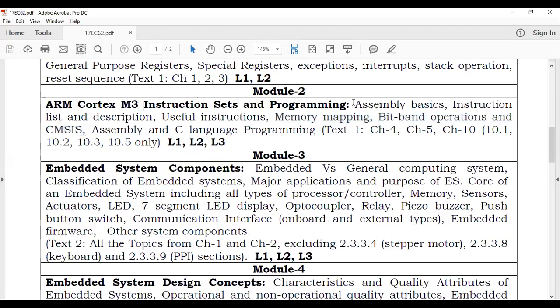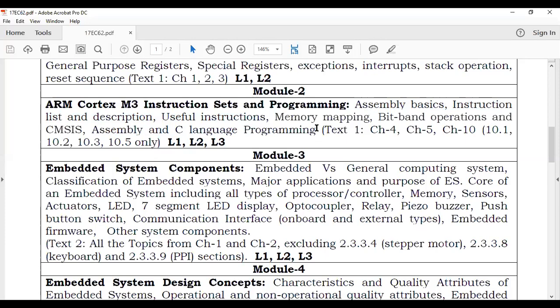That is, we have assembly basics, instruction list and instruction descriptions, and some useful instructions. Apart from that, we also have assembly and C language programming, where we'll be seeing what the steps in programming are, including some example programs. Okay, so we shall begin with this topic today. This is the last part that is remaining in this particular subject.